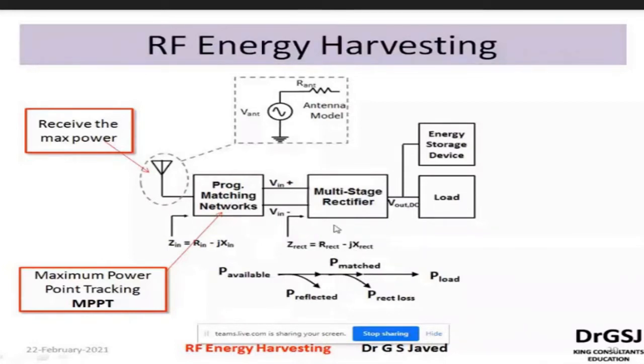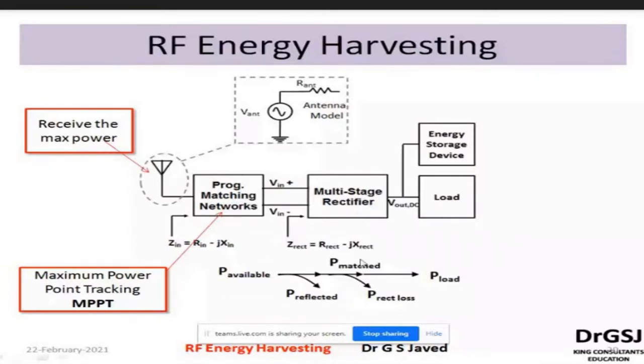Now this final value will get cumulatively present at V out DC, which acts as the supply or the load current to the end. And when the load is not present, all the energy can be stored in an energy storage device. So this is how the energy gets harvested in an RF system, and you understand where the efficiency comes from.